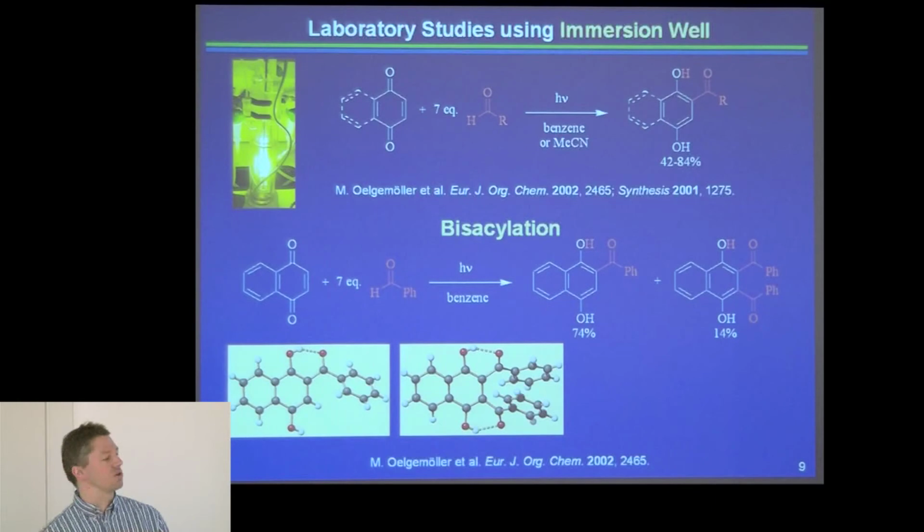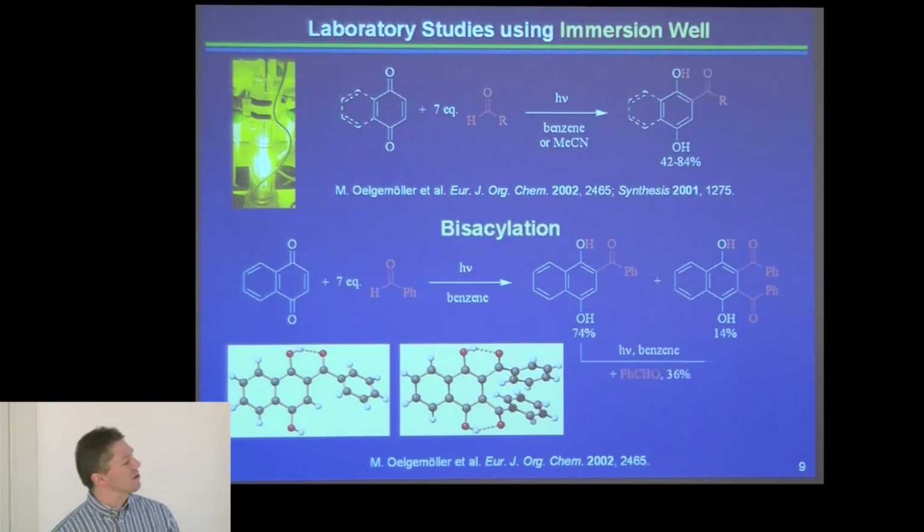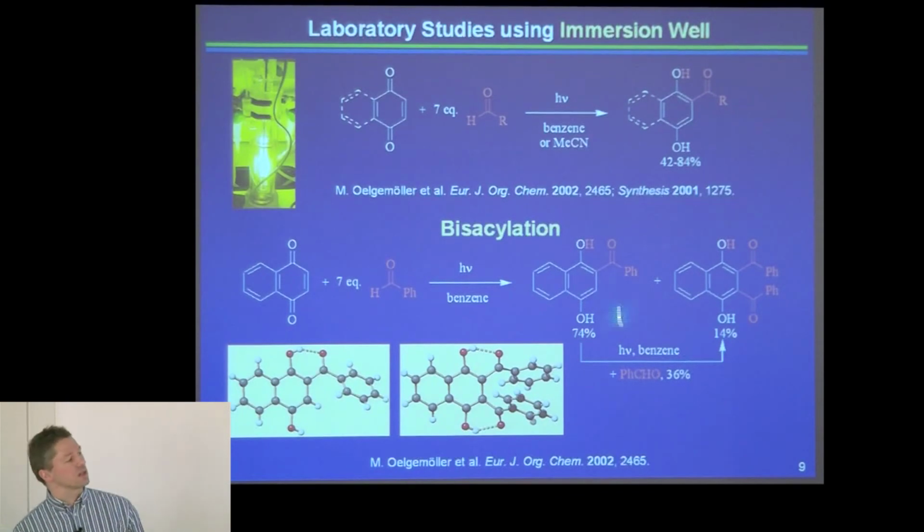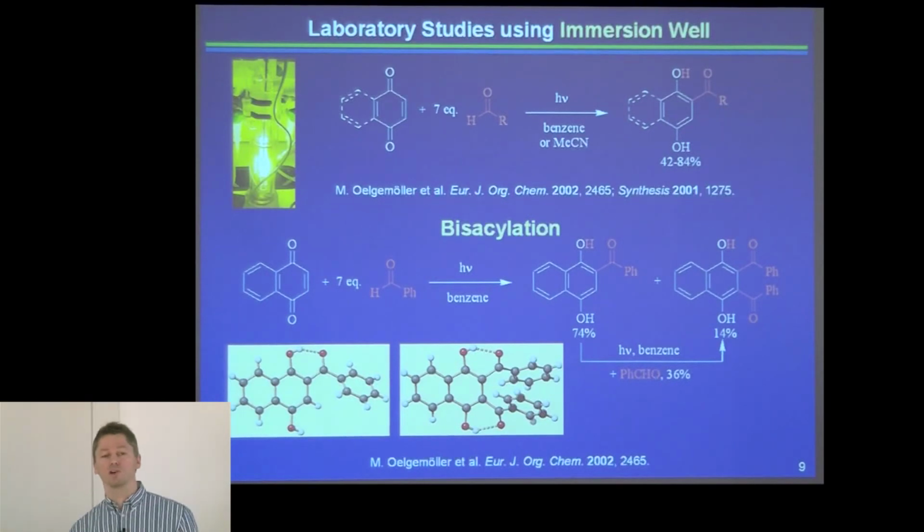We tested a few hypotheses, and finally we noted that when we irradiate the clean, purified, monoacylated compounds under the reaction conditions, we somehow magically got this bisacylated product. We have no idea about the mechanism because it formally involves the loss of a hydrogen molecule, and that is rather unlikely here.